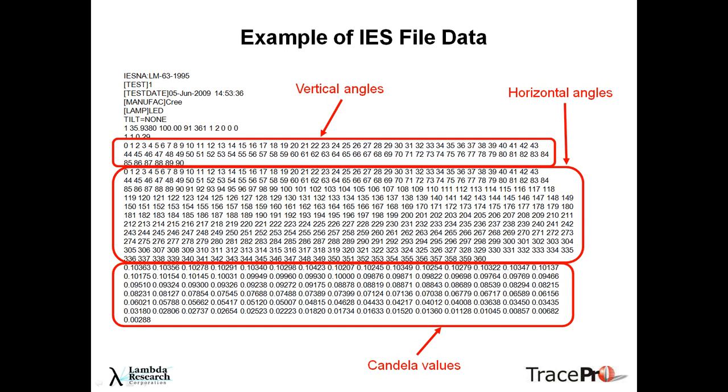And here's an example of IES data. We have our vertical angles, our horizontal angles, and then the candela data. In this case, this candela data here is for the 0-degree horizontal angle, and each of these vertical angles. And then the next line down would be the second horizontal angle and all of the vertical angles.